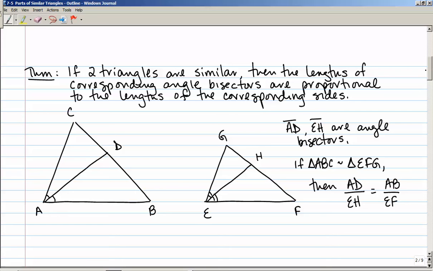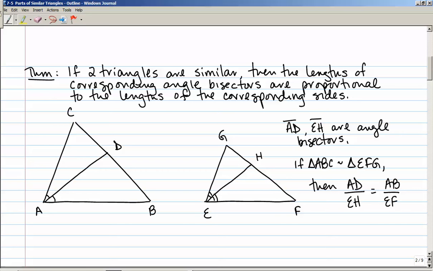Second theorem says if two triangles are similar, then the lengths of the corresponding angle bisectors are proportional to the lengths of the corresponding sides. So here we have two similar triangles. ABC is similar to EFG, and here I have an angle bisector AD. And remember, that's an angle bisector because it cuts angle A into two congruent parts. An angle bisector EH cuts angle E into two congruent angles.